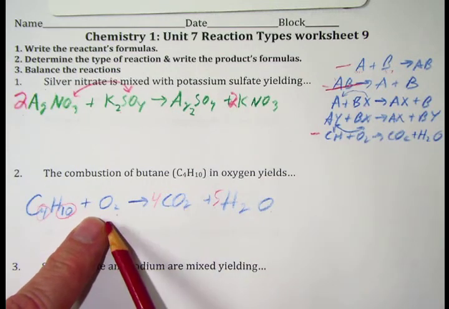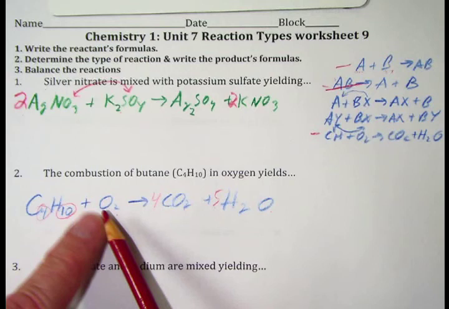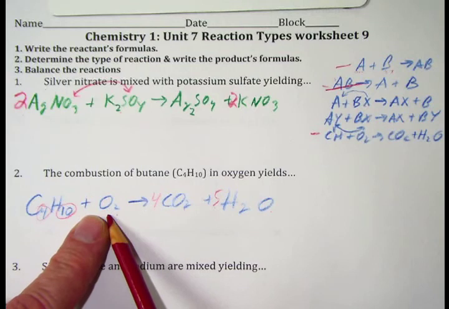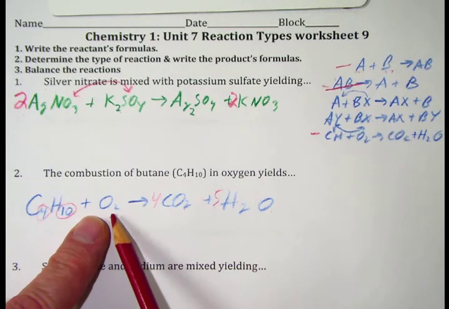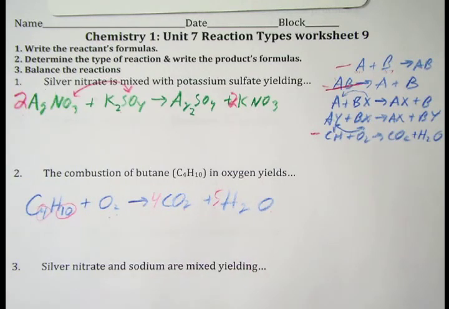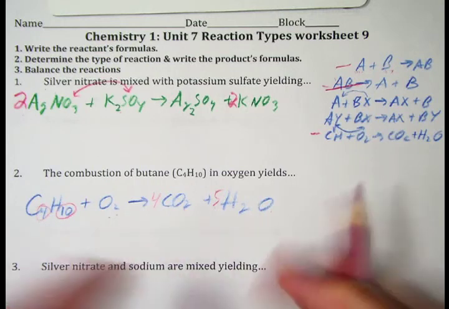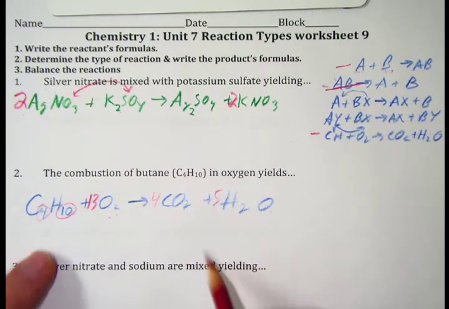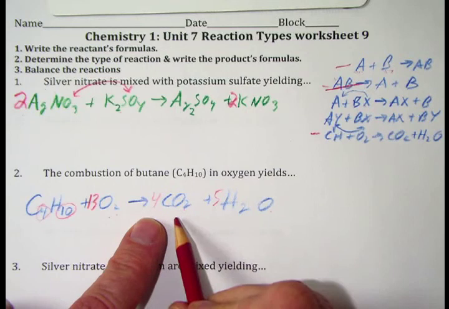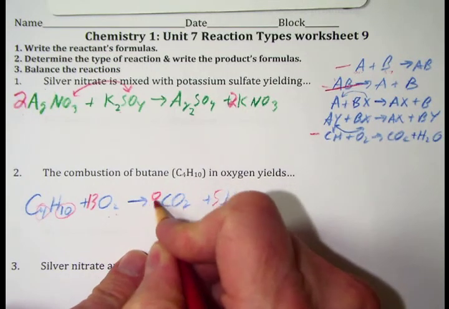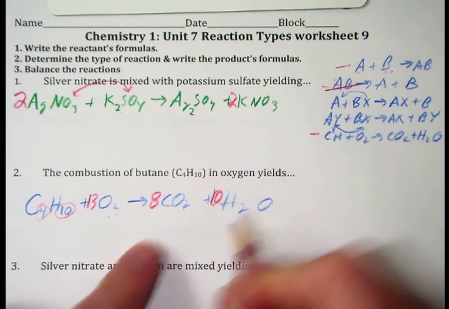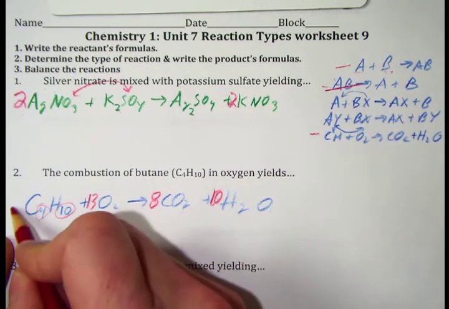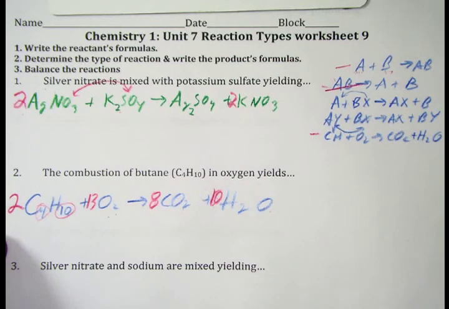Okay, so I need to go from having 2 oxygens to 13. The least common multiple between 2 and 13 is 26. So I'll make it 26 on the left. And since I have 13 and I want it to be twice as much, I'll just go ahead and double these. That doubles my carbon, so I need to double my carbon. Okay, the combustion ones are kind of difficult, but not terribly so.